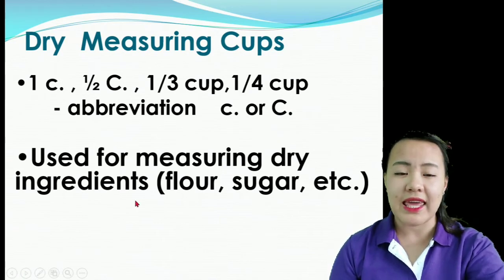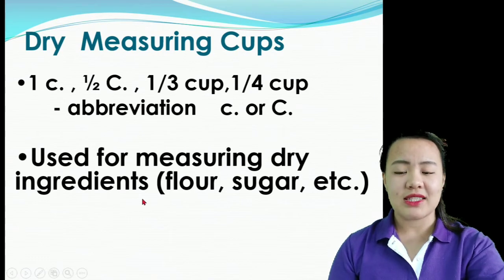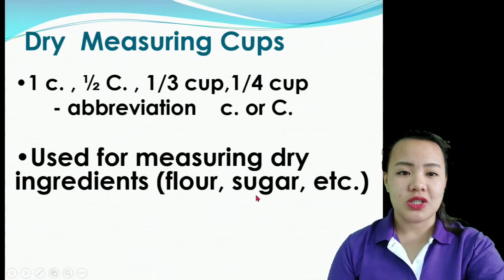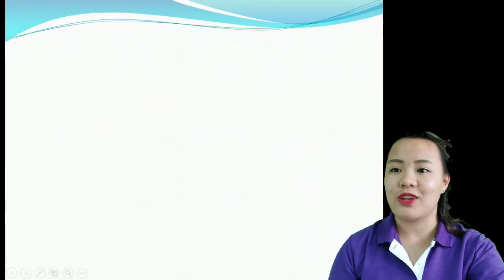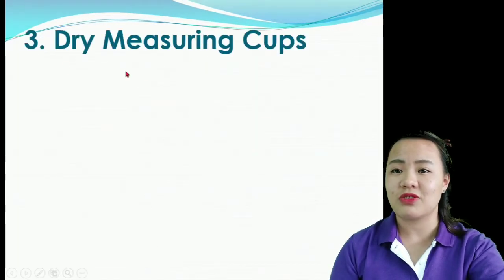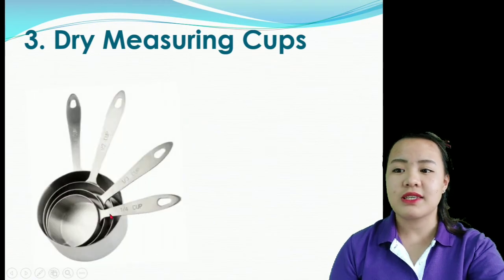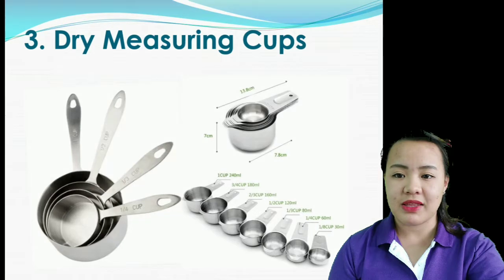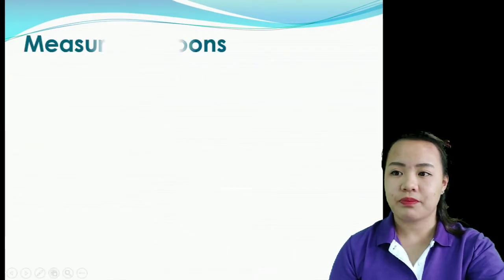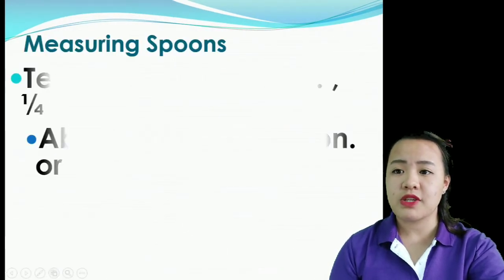What are your dry ingredients? Dry ingredients are flour, sugar, etc. Let's take a look at some examples. Dry measuring cup. This is an example of a dry measuring cup. We have metal and plastics. So next one, measuring spoon.